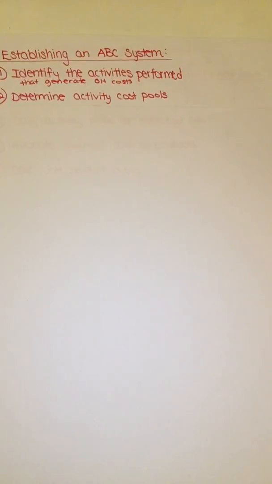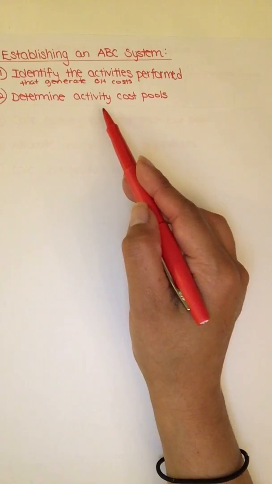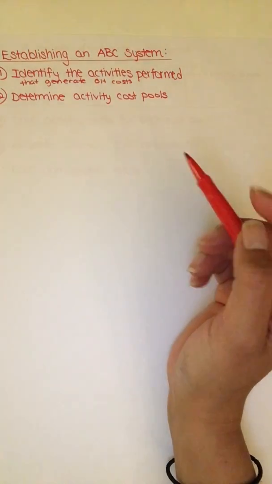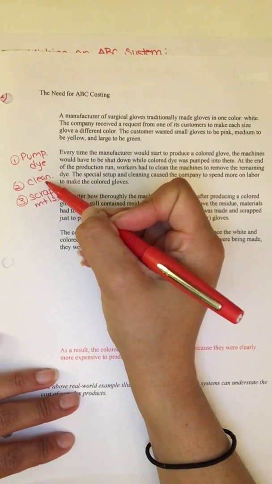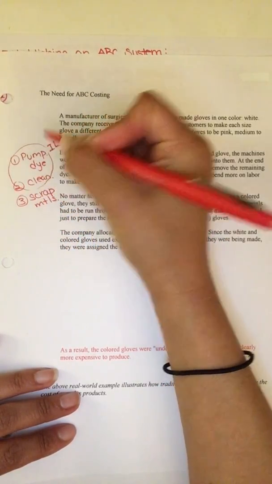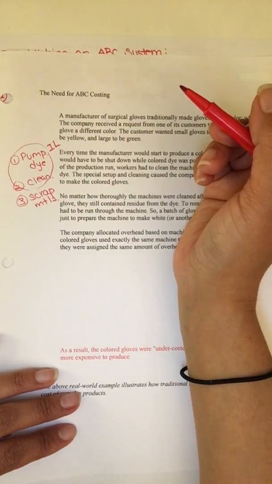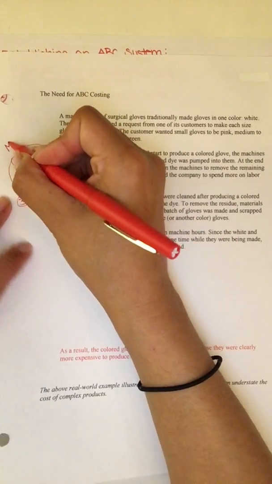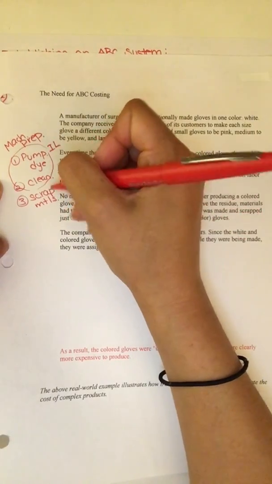The second step to establish an activity-based costing system for a company is to group similar costs together. When you do this grouping, that's called forming an activity cost pool. So how would you group it? If we go back to this one, we would look for what's similar. The pumping of the dye and the cleaning of the machines involve indirect labor. So you might group those because the cost they're generating is the same, indirect labor cost. Then you might call that one machine prep. Machine prep is the name of your cost pool, and it involves two activities.